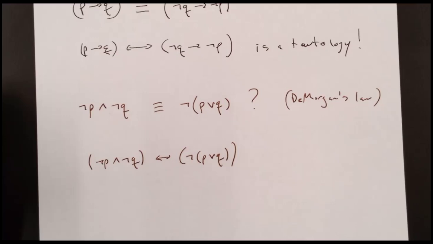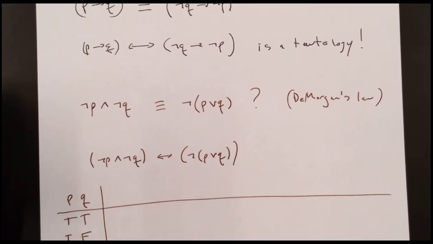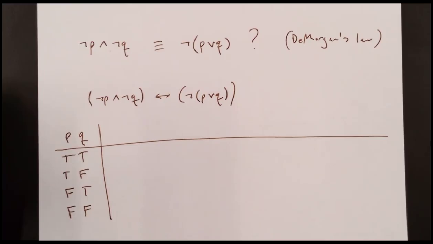Fortunately for me, there are only 4 rows in this truth table. There are a lot of columns, but there are only 4 rows. So let's do this. There's my starting setup.